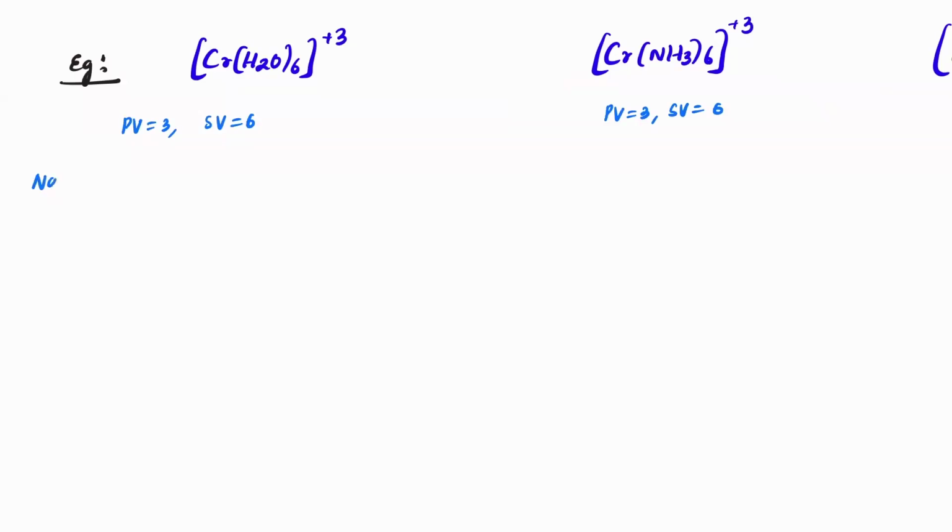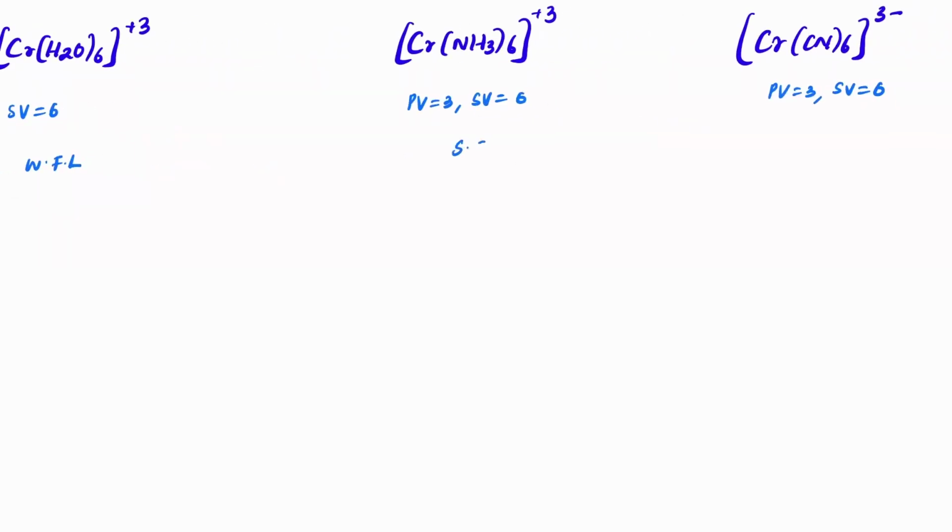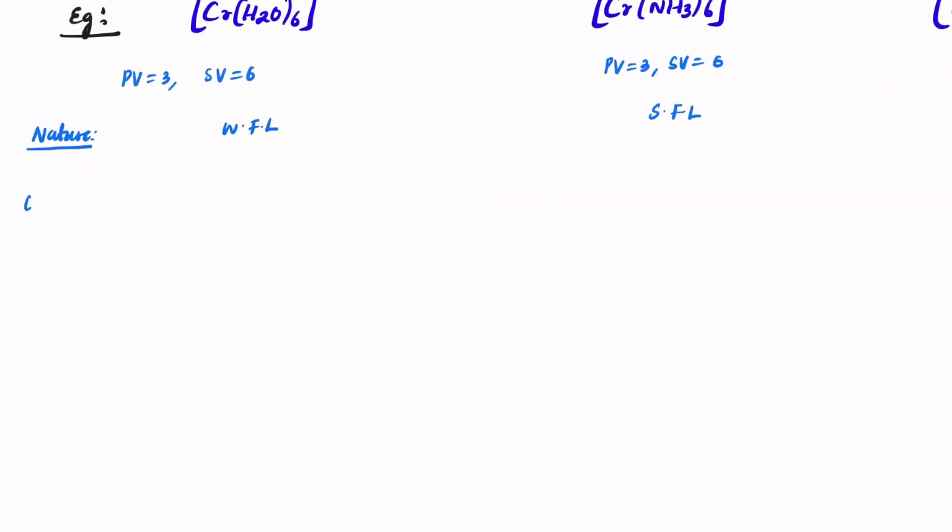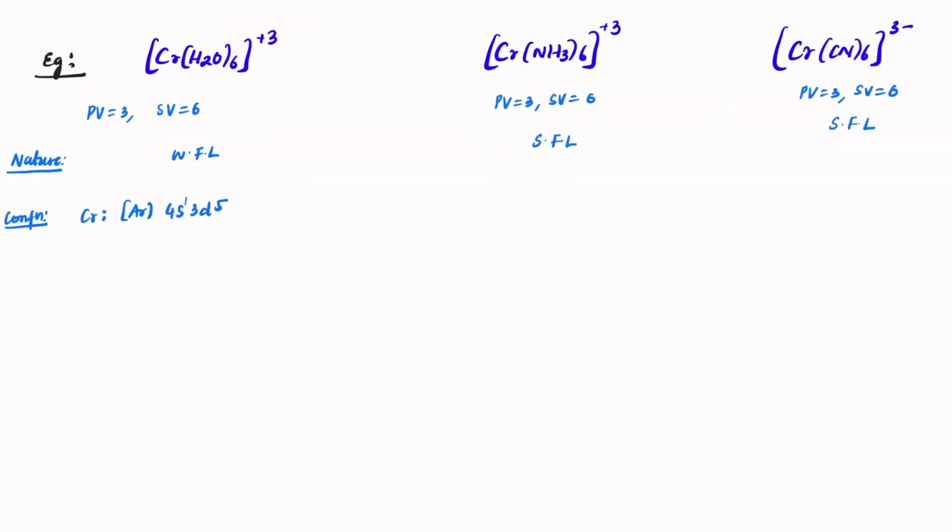Nature of the ligand. If you notice the nature of the ligand, water is a weak field ligand, ammonia is a strong field ligand, cyanide is a strong field ligand. Got it? Next, configuration. If you notice the chromium configuration, chromium would usually be argon 4s1 and 3d5. This configuration is the same initially, before ligands approach. It is the same for all three cases.